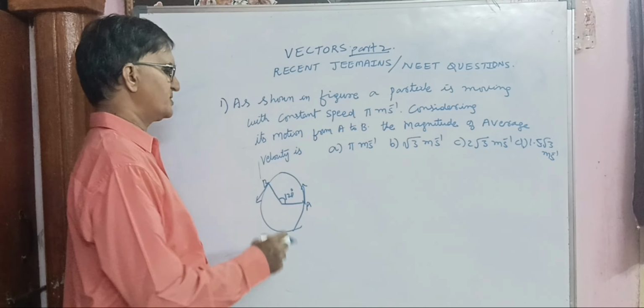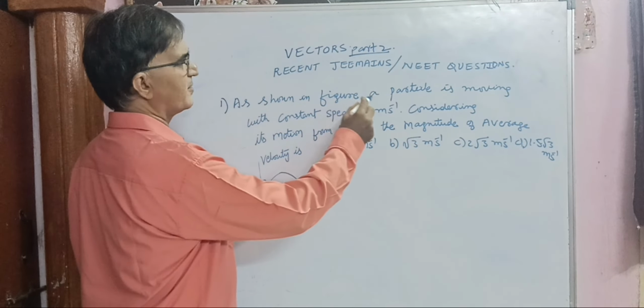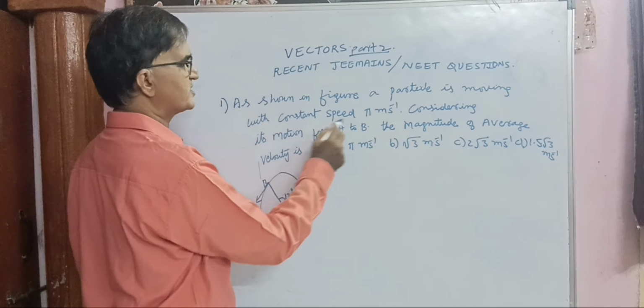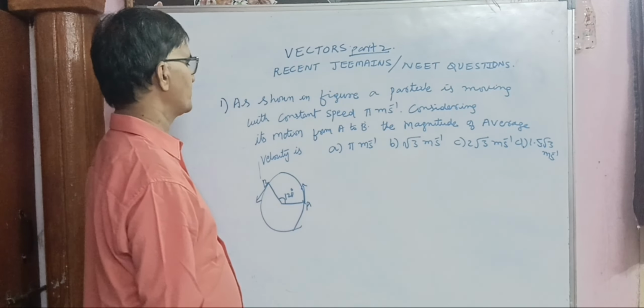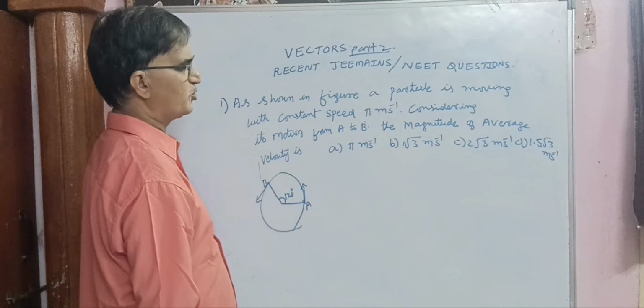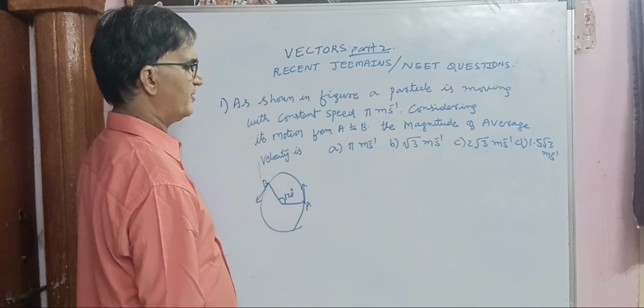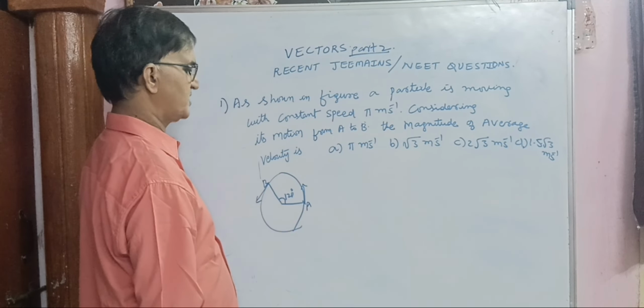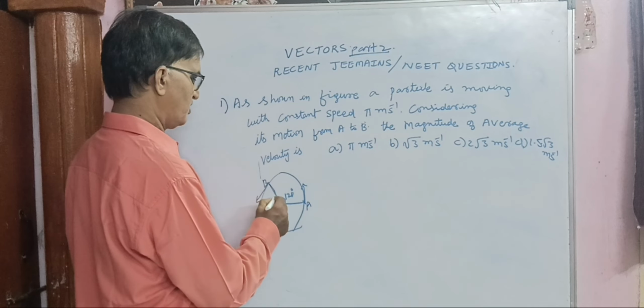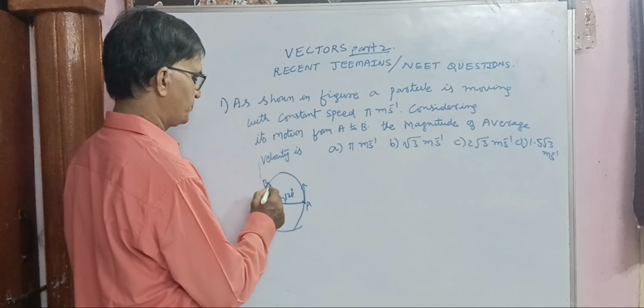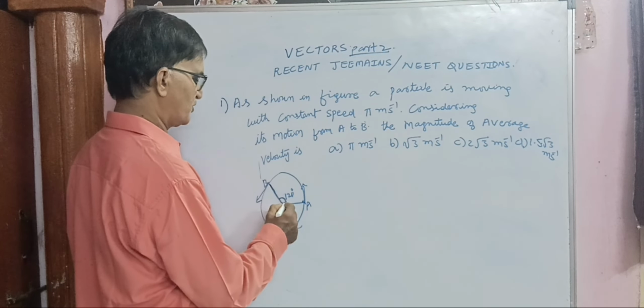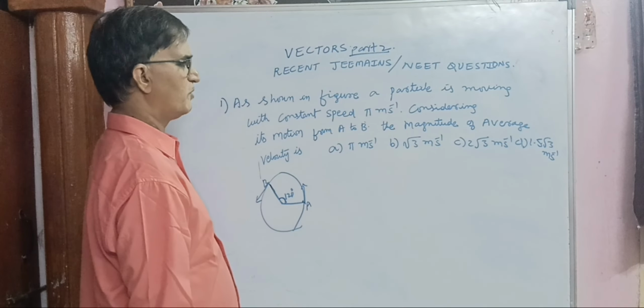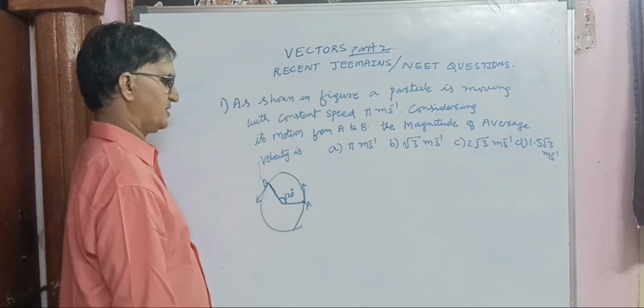The very first problem is, as shown in figure, a particle is moving with constant speed of 5 meters per second. Consider its motion from A to B. Find the magnitude of the average velocity. The particle is going from A to B. Here the angle is 120 degrees. Now we want to find out the average velocity.